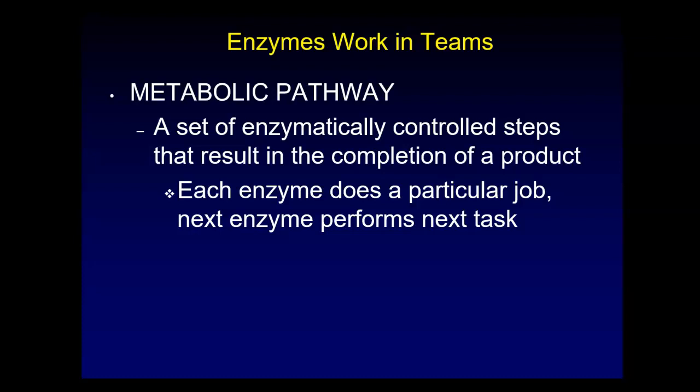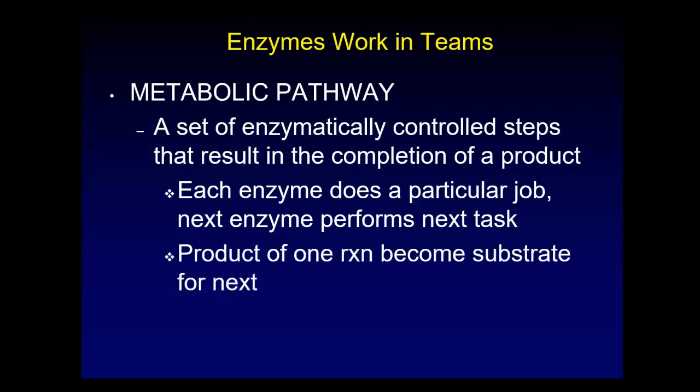So in order for us to transform glucose to glucose 6-phosphate, we need an enzyme. Then to fructose 6-phosphate, we need an enzyme. And then to fructose 1,6-bisphosphate, we need an enzyme. And it goes on and on, all the way down till we get to pyruvate. Each enzyme does a particular job, and the next enzyme performs the next task. The product of one reaction always becomes the substrate for the next.